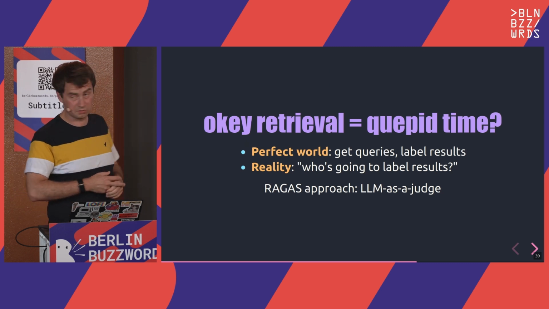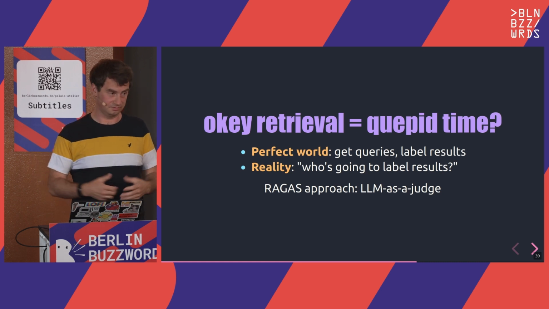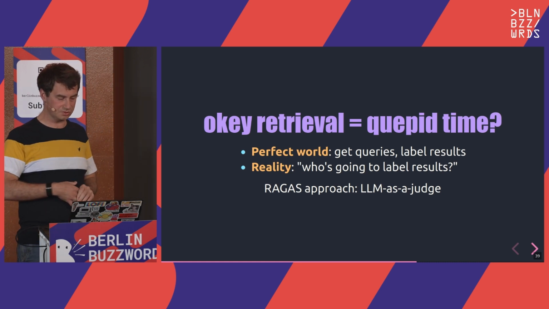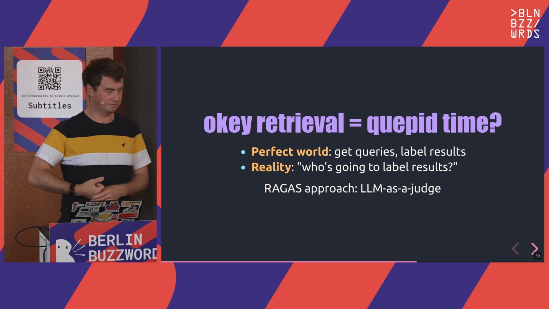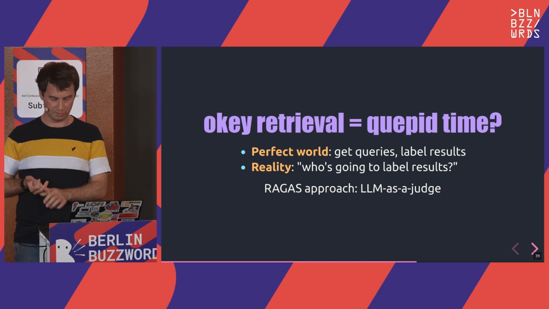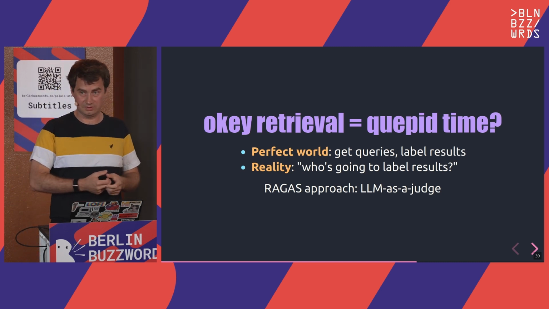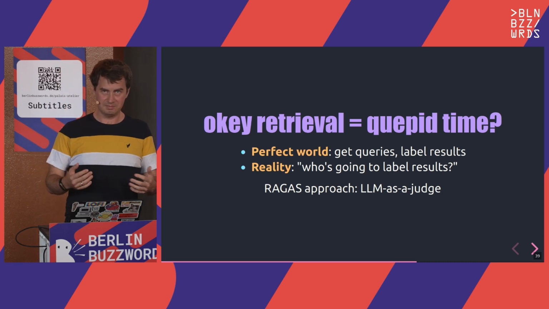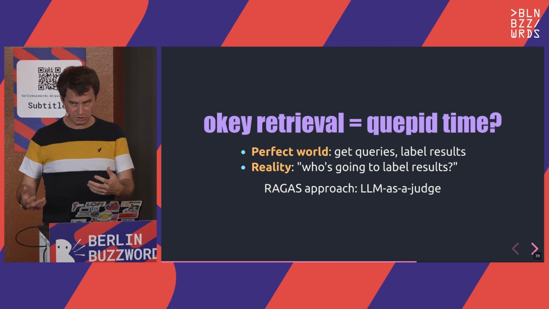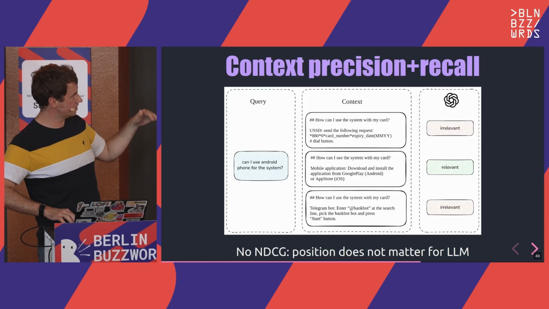Okay, so we got our retrieval ready. So now we need to do some sort of evaluation of the retrieval. If we had labelers or if we had queries, we could just sit and label this data set. But in reality, usually we don't have both. So RAGAS suggests to use LLM as a judge because it's maybe not as good as human judges, but it's much better than absolutely nothing. So we went with this approach.